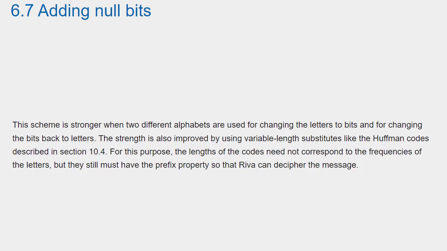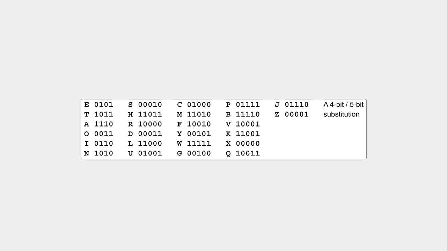The strength is also improved by using variable length substitutes like the Huffman codes described in section 10.4. For this purpose, the lengths of the codes need not correspond to the frequencies of the letters, but they still must have the prefix property so that Reaver can decipher the message.